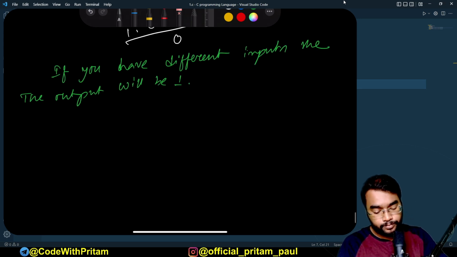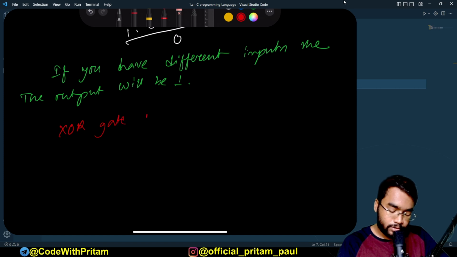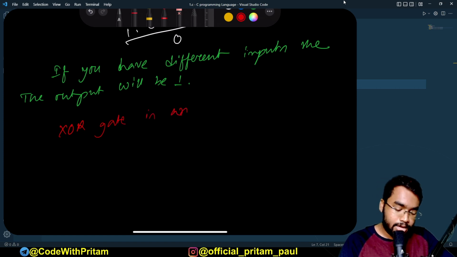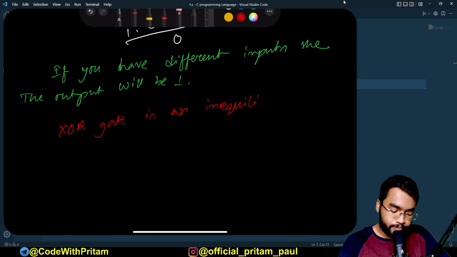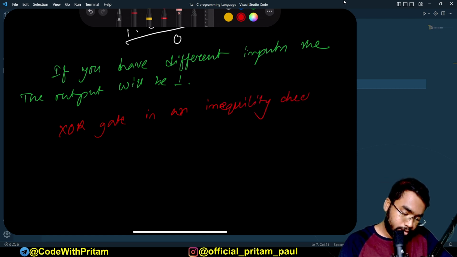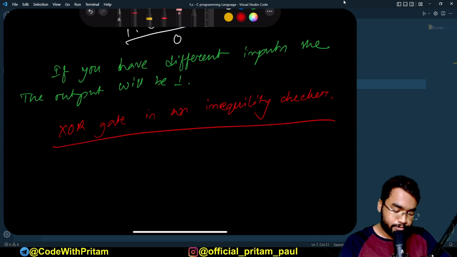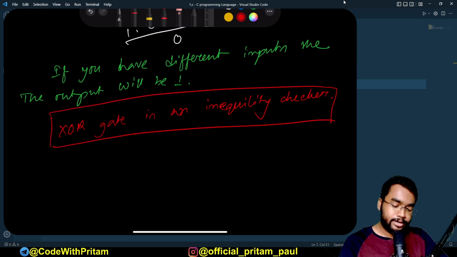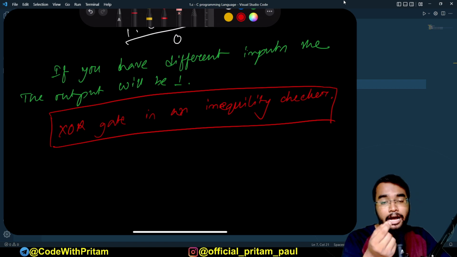That means XOR gate is an inequality checker. XOR gate is an inequality checker. It checks either the input bits are or either the inputs are equal or not. If they are equal, then fine. If they are not equal, then obviously 0.